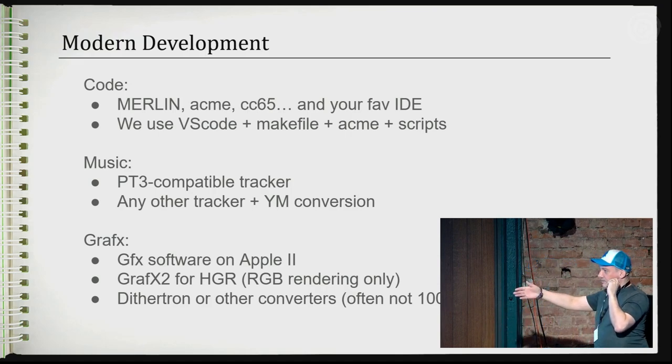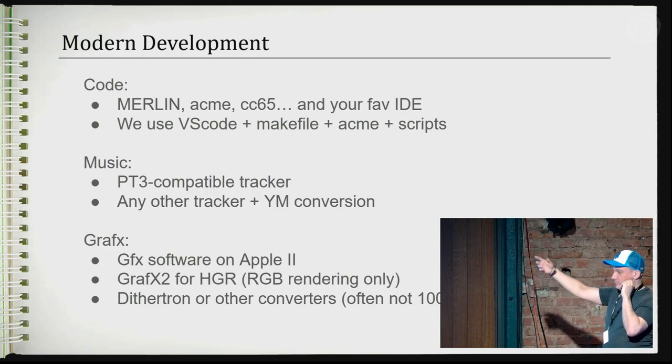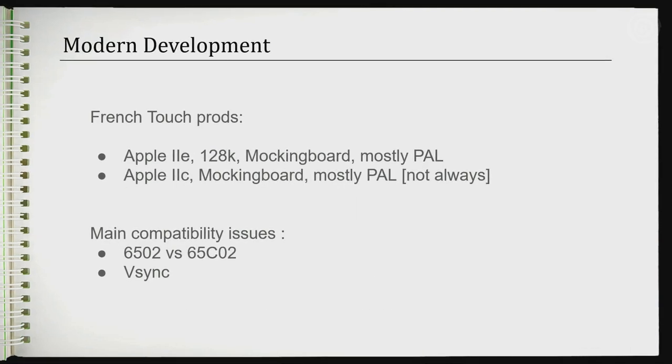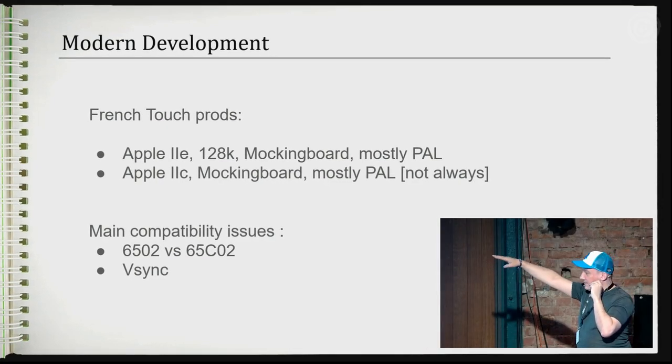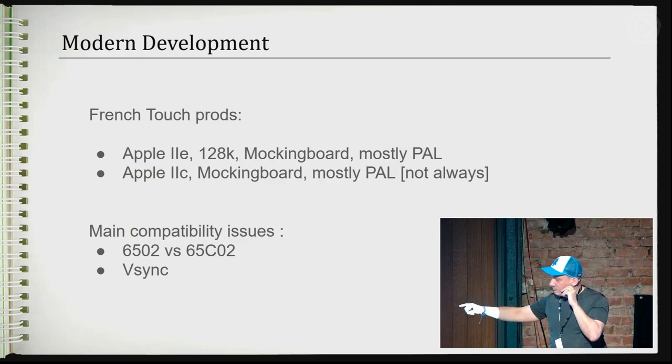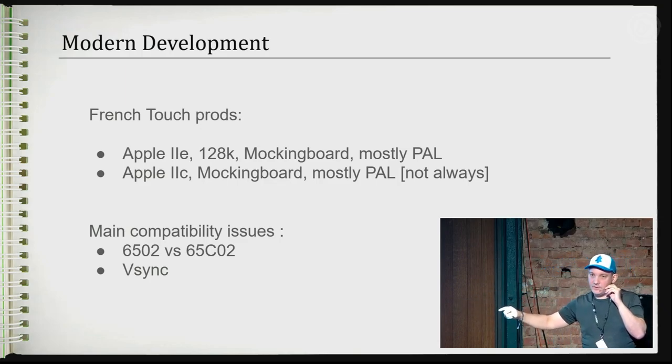For graphics, like I said, there's not a lot of things. Graphics 2 has an Apple II mod, but not a lot of things available, unfortunately. We target those computers, so the Apple IIe at 128K with Mockingboard, and the Apple IIc with Mockingboard, mostly PAL because it's easier for us. And the main compatibility issue you will have is between the 6502 and the 65C02 because there's small differences, especially when you do sync code, can be tricky. And the VSync, but it's easy to overcome.